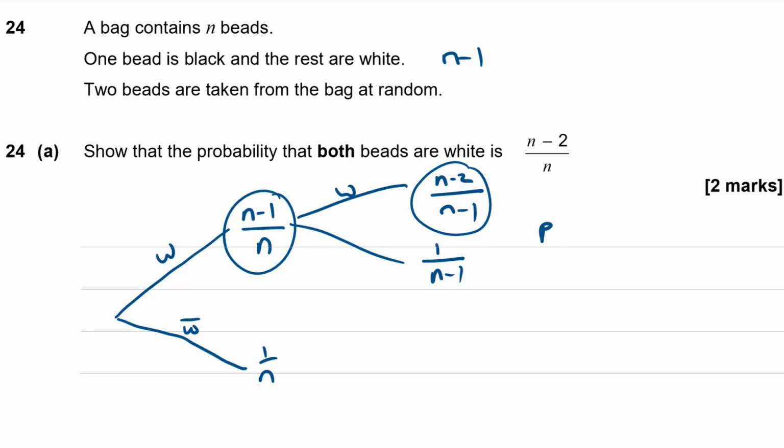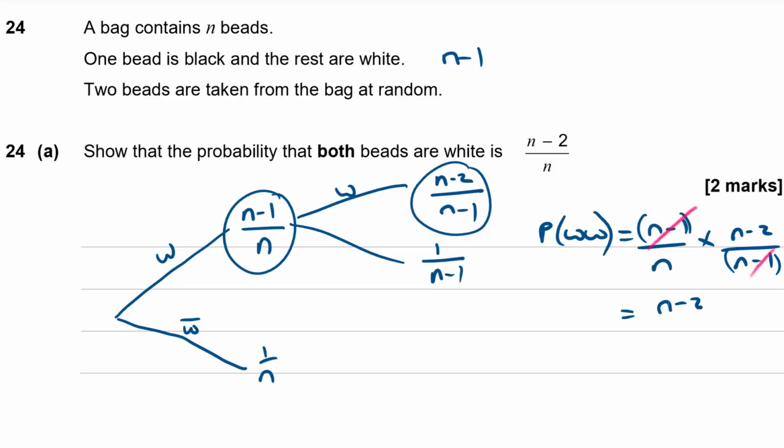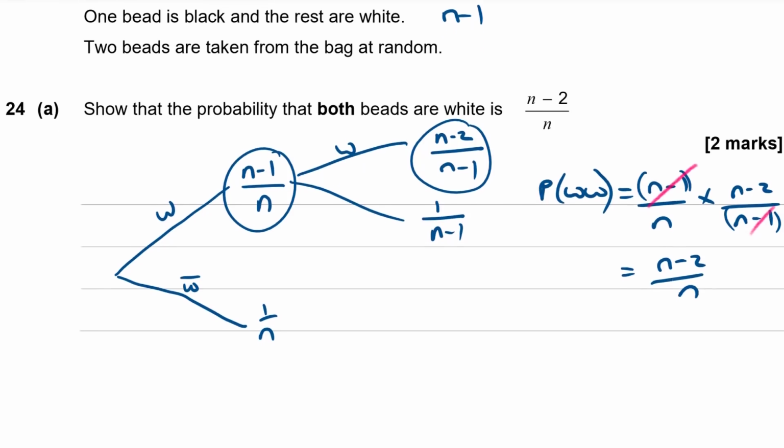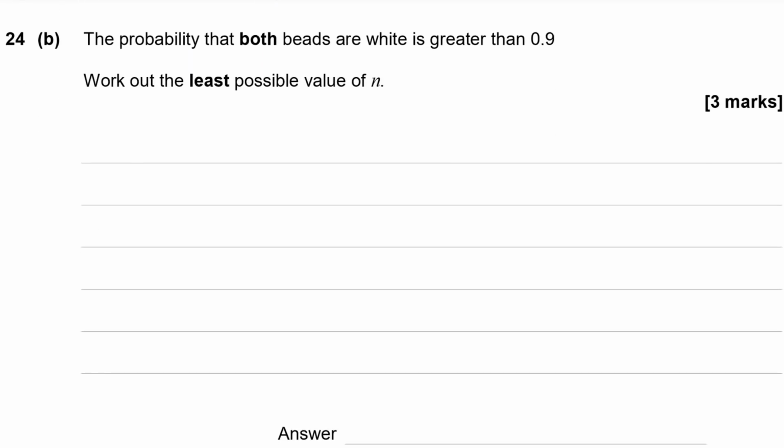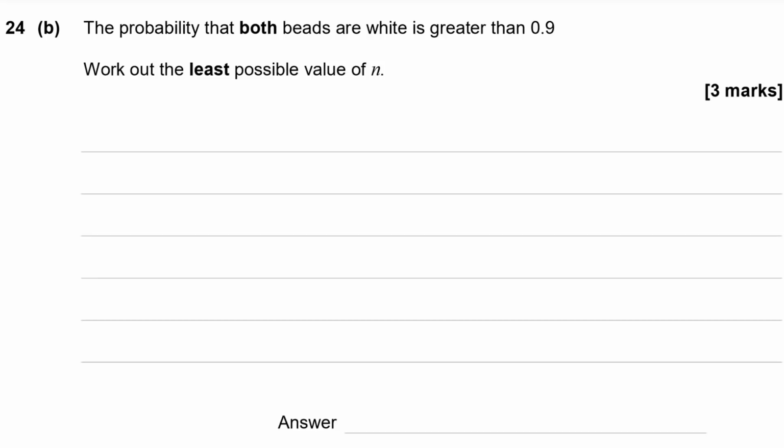So probability of white equals n minus 1 over n times n minus 2 over n minus 1. Oh, look at that. These two things cancel each other out, and it just leaves you with n minus 2 over n. Huzzah, we got there. Okay. Next part of the question. The probability that both beads are white is greater than 0.9. Work out the least possible value of n.